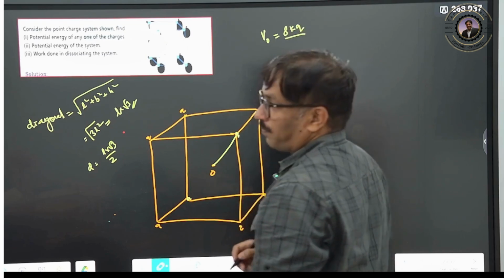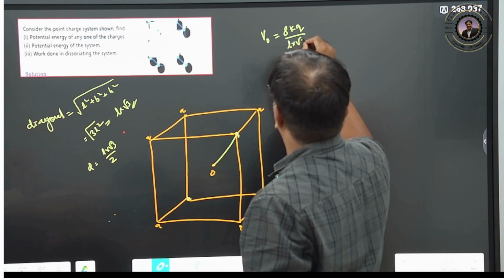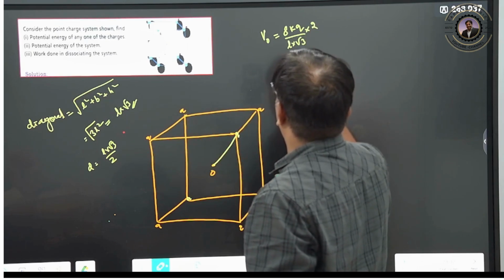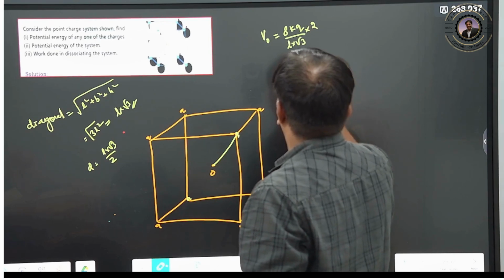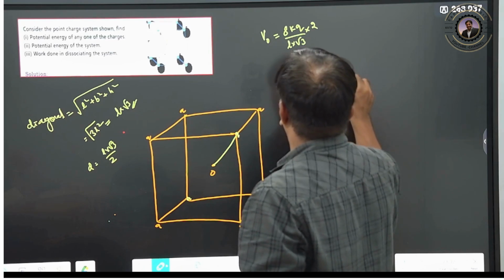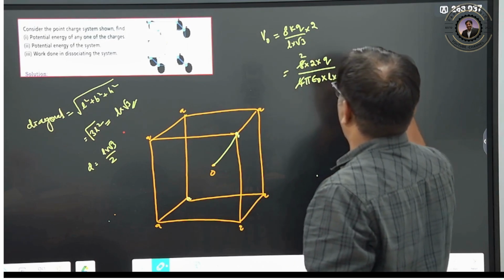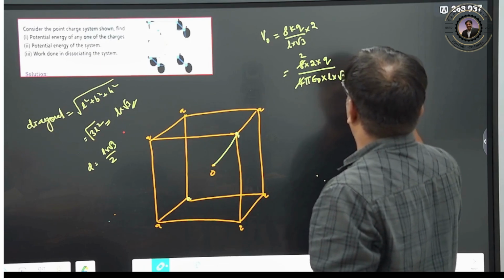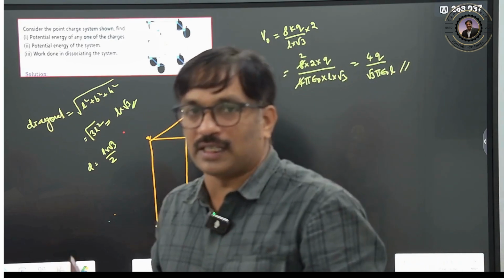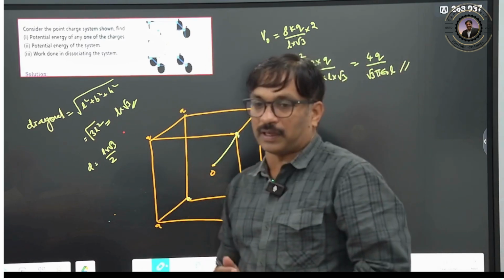So 8kq by the distance. How much is the distance now? L into root 3 divided by 2. So 8 into 2 into q, with k written as 1 by 4 pi epsilon naught, over L into root 3. So what can you write now? The 4 2s are 8, so 4q by root 3 into pi epsilon naught into L. In this way we can calculate the potential at the center. This is a slightly easy question. So you can expect these types of questions.